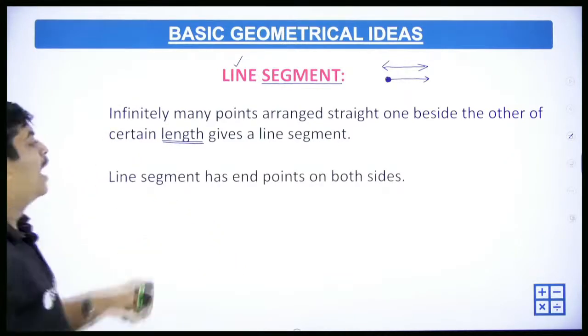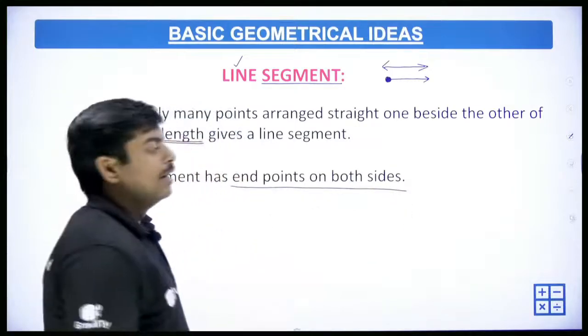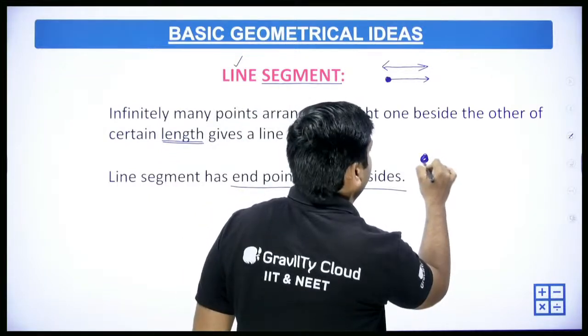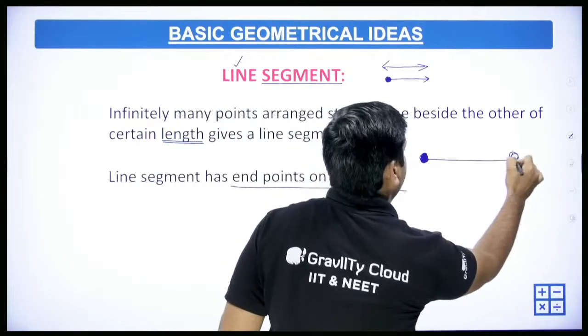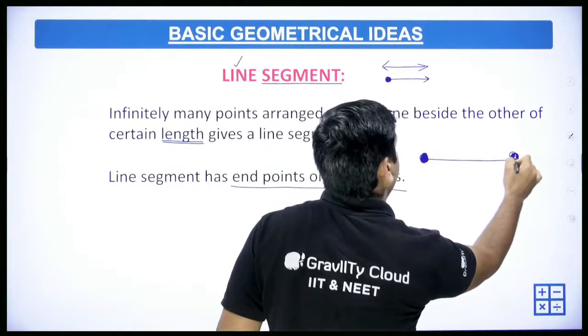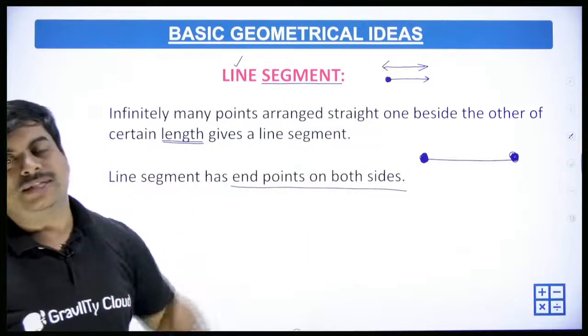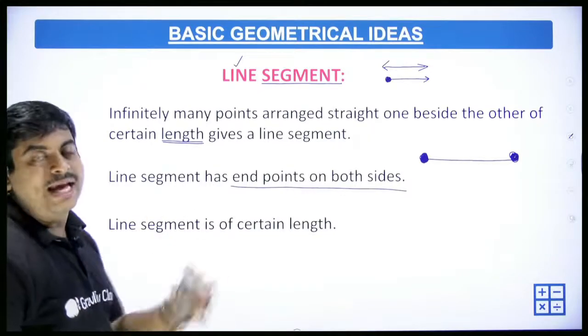A line segment has endpoints on both sides. That means it starts at one point, moves for, let's say, 100 centimeters, and then after another 100 centimeters it stops its journey. So there is an endpoint on both sides. A line segment is of a certain length.